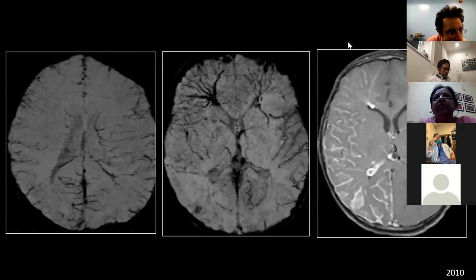Dodi had a case. Would you have a dual AVF with drainage into internal cerebral veins? Dodi, can you show yours?